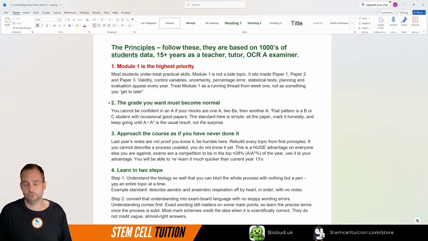A lot of students have gone into that data as well. So whatever grade you want, you can't hit it once. You've got to hit it over and over again. I'll put that into the plan.